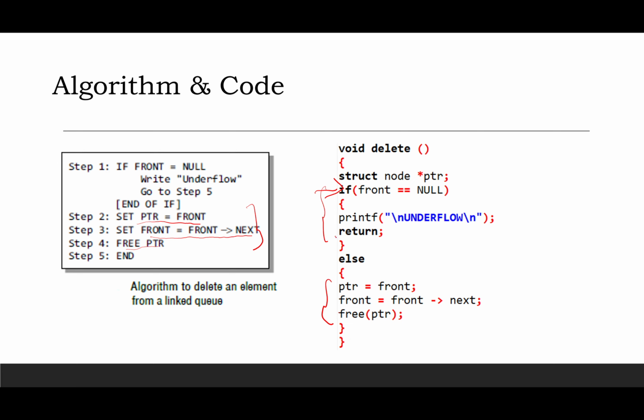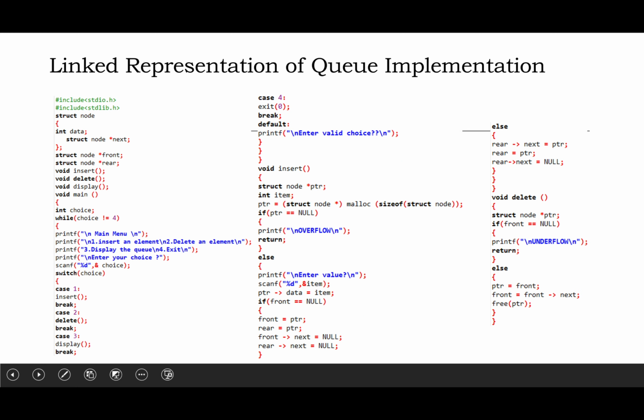Now we will see the full code for the linked implementation of a queue. Whatever code we saw for insertion and deletion will be given here. First we are declaring the structure node, and inside we declare the members data and the self-referential structure pointer next. Then we are declaring the pointer structure variables front and rear. Then we are defining the functions: insert, delete, and display.